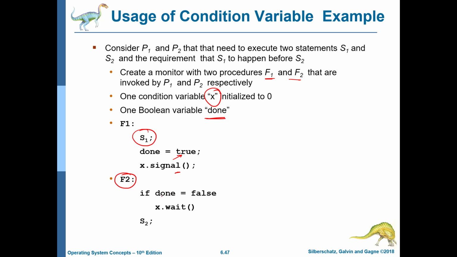In F2 what happens is that it first checks what is the value of the done variable. Say the done variable is true, it means that S1 has executed, so it will execute S2. So far so good. But if the done variable has not been set to true, it will basically wait. So it will wait for the signal operation to finish, and then the waiting operation will resume from there. Alright.